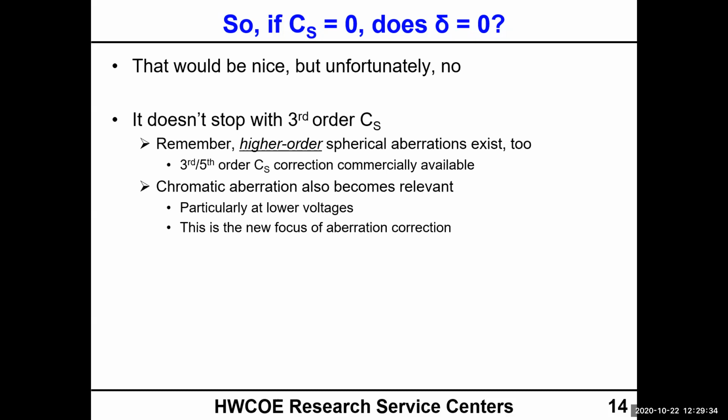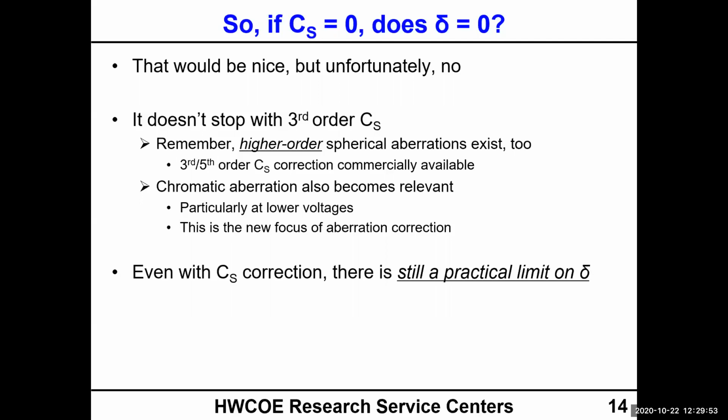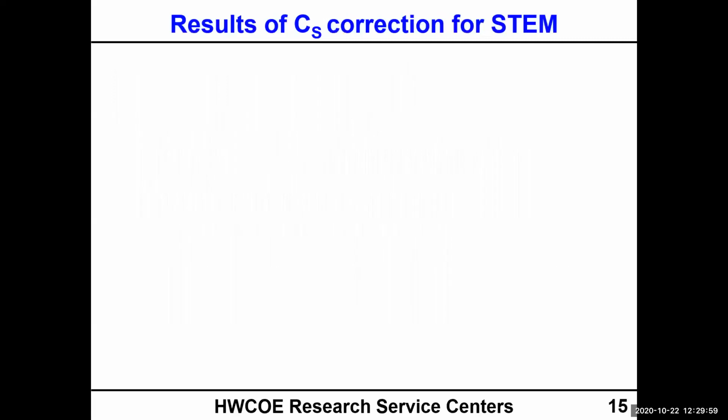Currently, you can get systems that are third and fifth order corrected. The Themis that we have is corrected to third and fifth order. You also have to potentially worry about chromatic aberration, especially when your nominal voltage becomes lower, and this is kind of the new focus of aberration correction right now. So even with CS correction, you can't make the resolution as small as you want. There's still a practical limit. But we can look at some of the results of doing this.